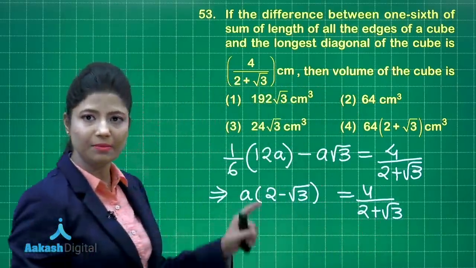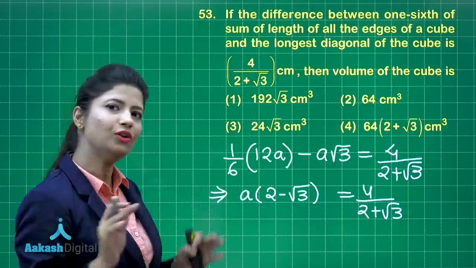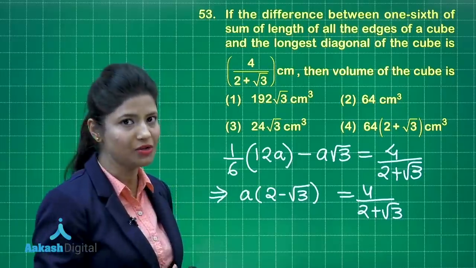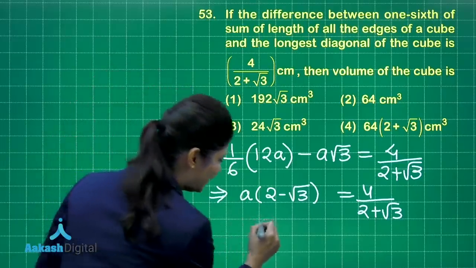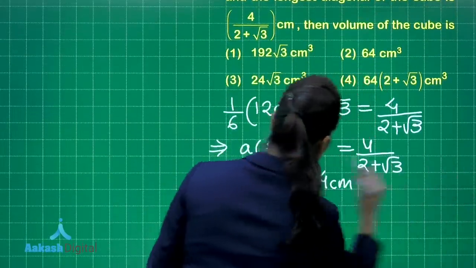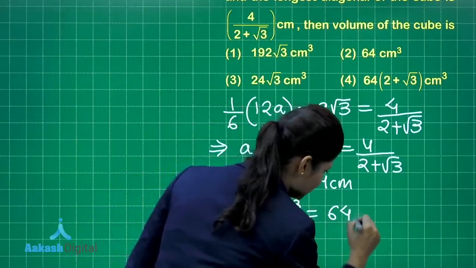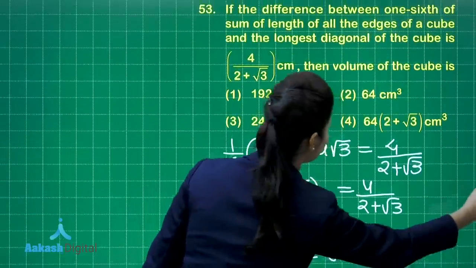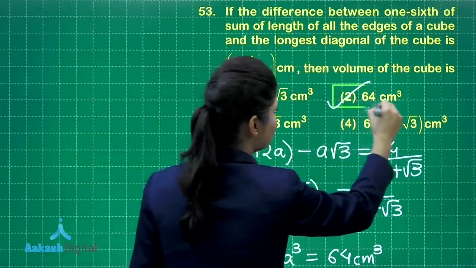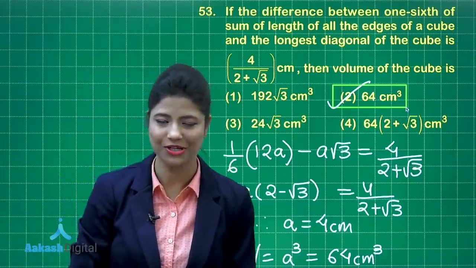This could be easily simplified by transposing 2 minus root 3 to the right hand side. When you transpose 2 minus root 3 to the right hand side, this will reduce to 4 upon (2 square minus root 3 square), that is 1. That gives me the value of a equal to 4 centimeter. So I have the edge of the cube. This will help me get the volume, which is a cube, resulting in a volume of 64 centimeter cube. So I can easily say that out of these 4 options, the correct answer is option number 2. The volume of the cube is 64 centimeter cube. I hope it is clear to you. Let's proceed ahead to our next question.